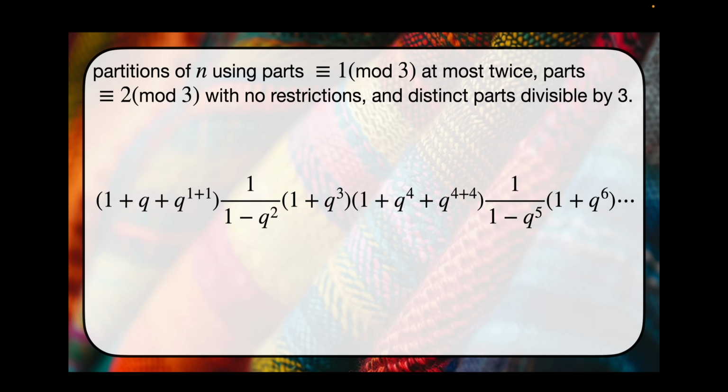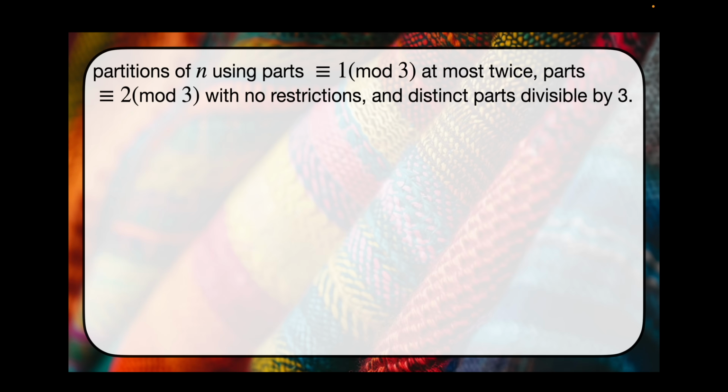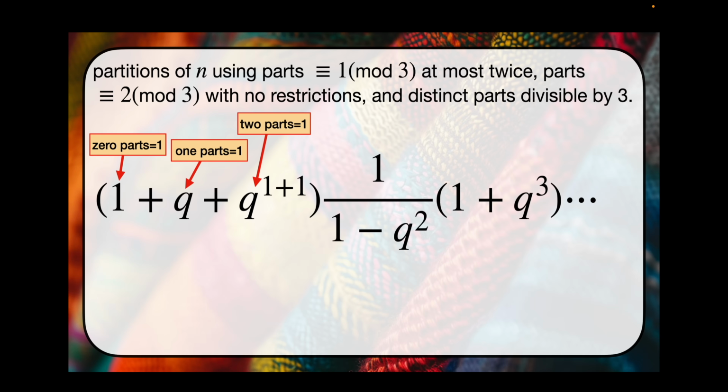Notice that 4 is congruent to 1 mod 3. And then so on and so forth. Looking more closely at the first part of the product, we've got this first chunk corresponds to parts equal to 1. Like I said before, we can have 0, 1, or 2 parts equal to 1 based off of our restriction.